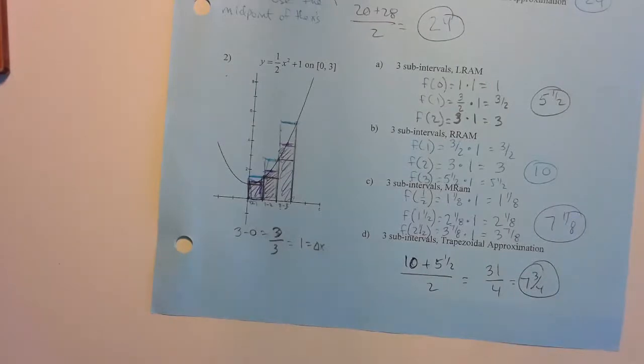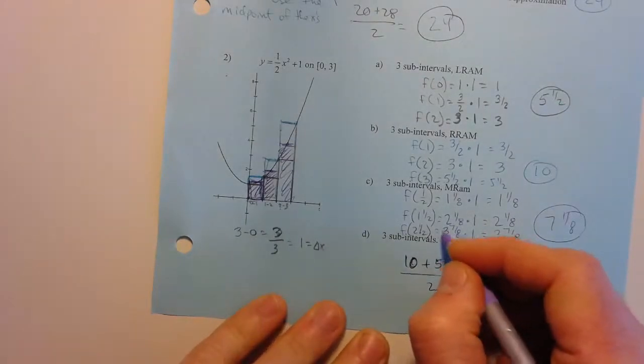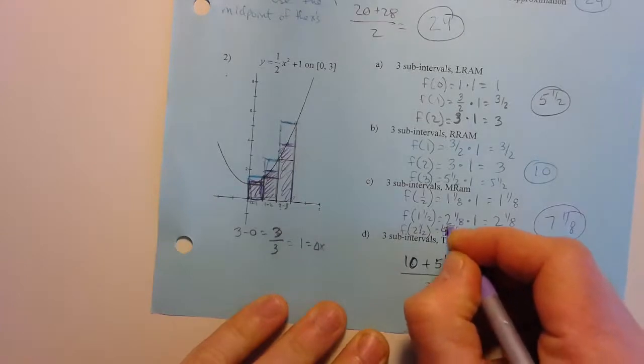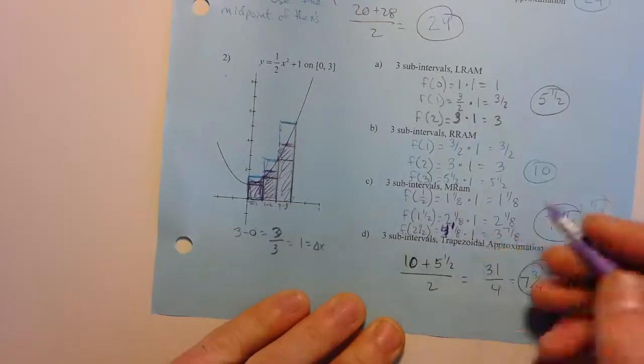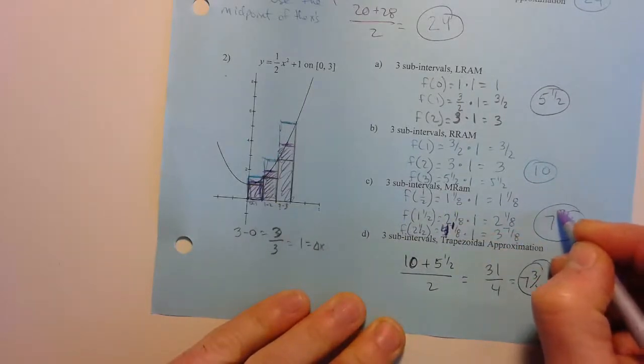Let me just make sure I added all those right here. I did add them right, but I just checked my work, and this was 4 1/8. Sorry about that. Okay, 4 1/8 there. All right, so that's actually going to be a little bit higher then. That's going to give me 7 3/8. So I was off by a little bit.